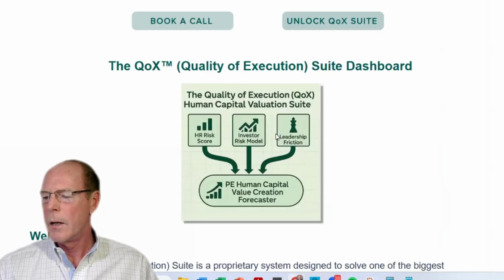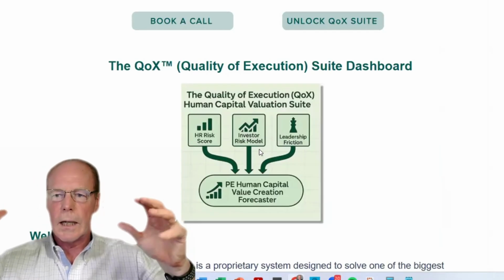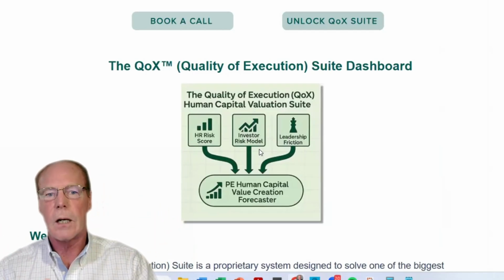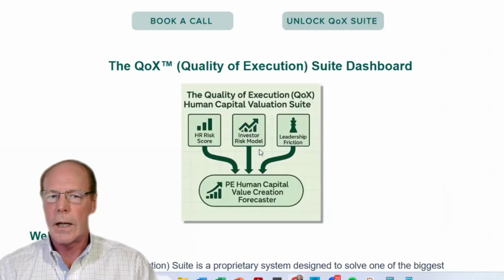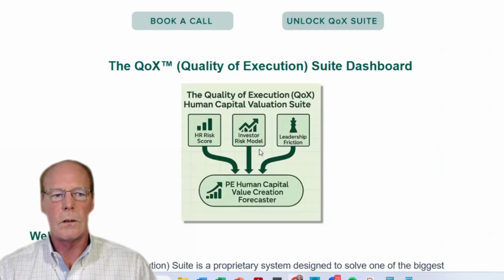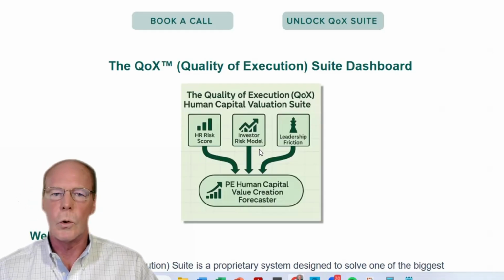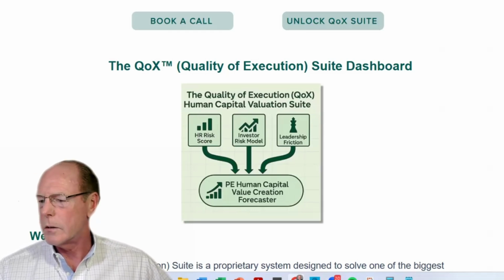As you may recall, we started with the middle of those three, the investor risk model, which is really a high-level perspective on human capital management. There were some red flags coming out of that diagnostic, pretty bright red flags, honestly. And so that invited us further in to look through the same company's human capital management systems and platforms and people in what we call the HR risk score. So we did that as well. It kind of corroborated what we saw in the initial diagnostic.